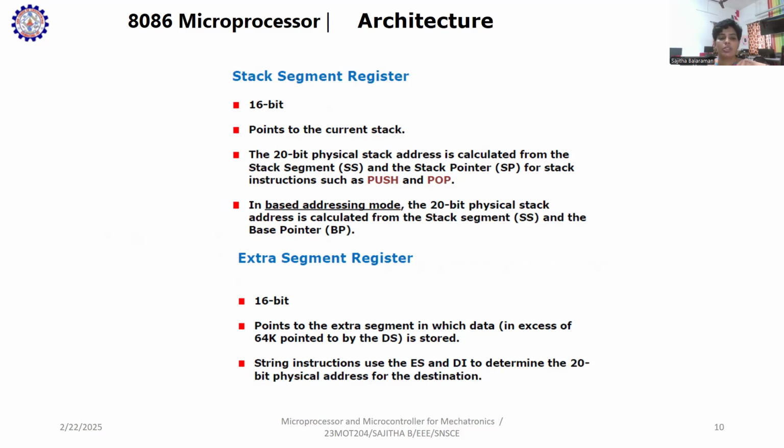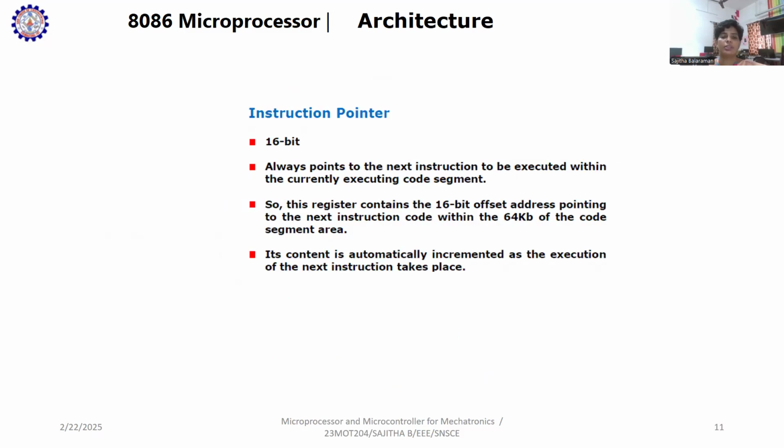The extra segment register, which is again a 16-bit register, points to the extra segment in which the data that is in excess of 64K pointed by the DS is stored. The string instruction uses the ES and DI to determine the 20-bit physical address.